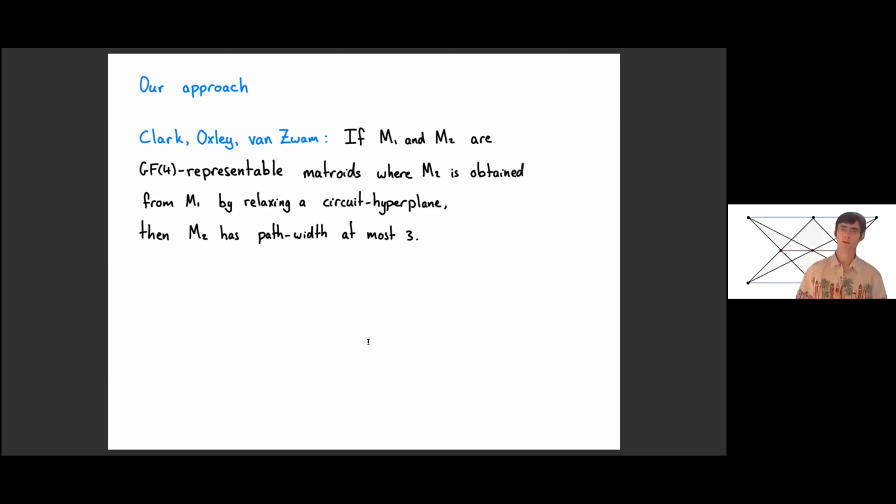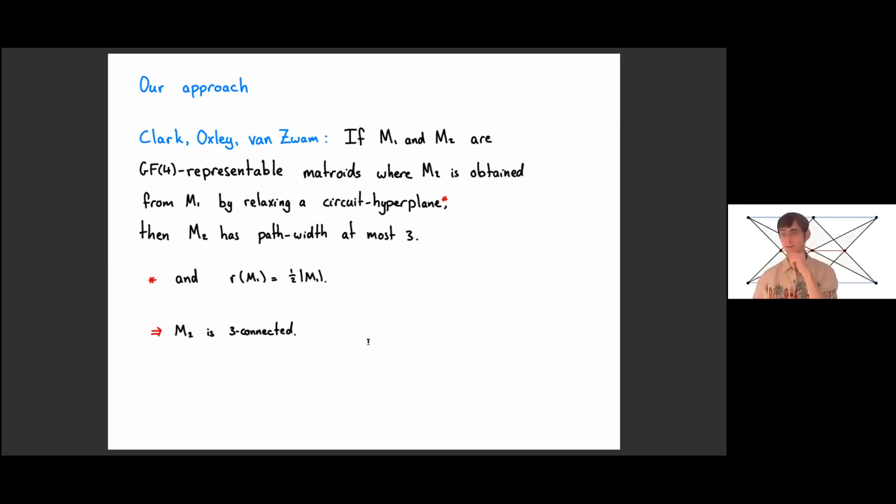I'm not going to quite prove the result for GF4. I'm going to throw in the condition that the rank's half the number of elements. And why that's useful is because it's easy to deduce from that that M2 is 3-connected. Without the condition that the rank's half the number of elements, just the fact that you have a circuit hyperplane that's relaxed means that you're 3-connected up to series pairs. And if your rank's half the number of elements, it basically means that you have the same thing in the dual. So you're 3-connected.